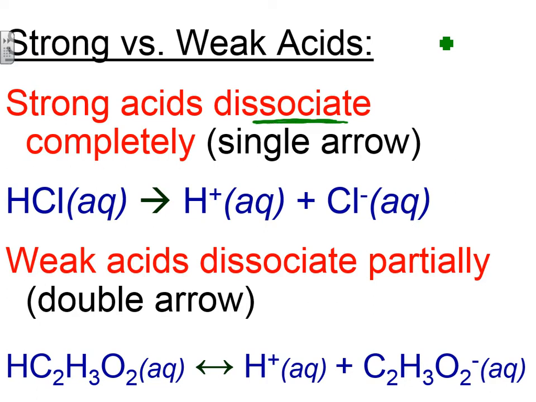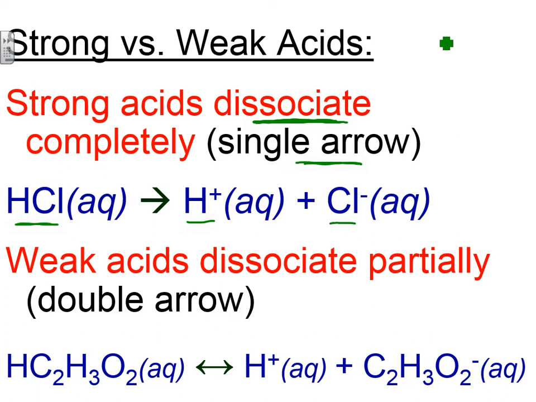Remember that acids are defined in their relationship to water for the time being. And just like ionic compounds that dissolve, strong acids will dissociate completely. And to write an equation for it, we use a single arrow. So here hydrochloric acid is shown as dissociating completely into H plus and Cl minus.